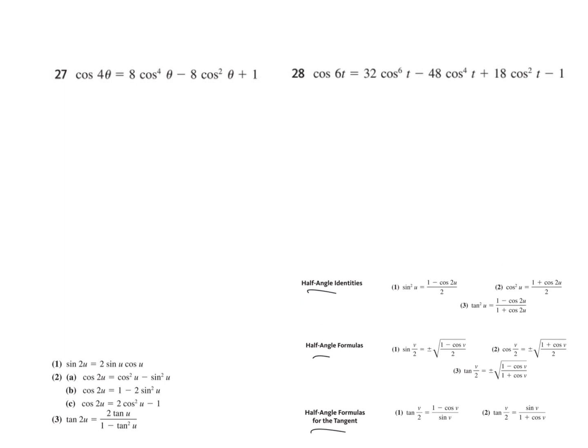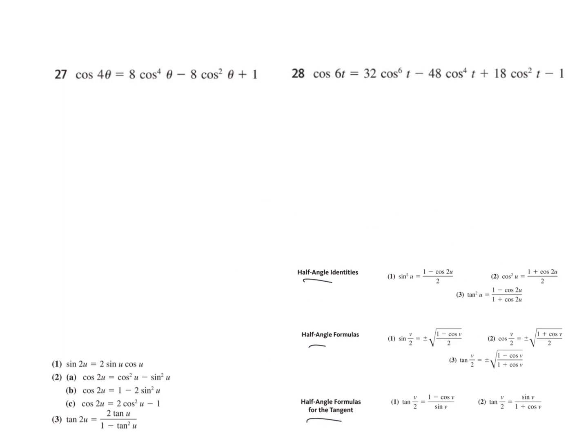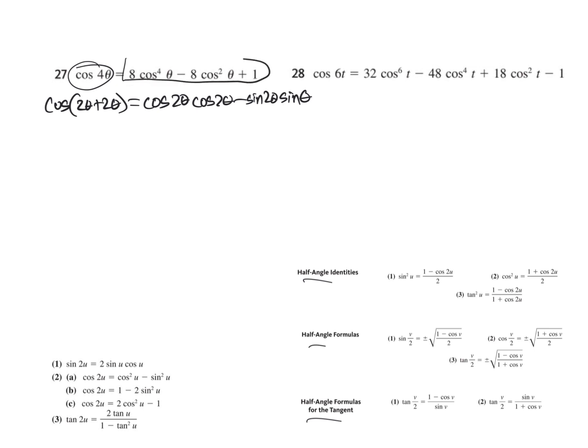27. All right, again, cosine of 4 theta. Let's just go ahead and make it cosine of 2 theta and 2 theta. So the sum formula for cosine is cosine cosine minus sine sine. All right, now they're double angles. And now look at what we need here. We need no sines in here.